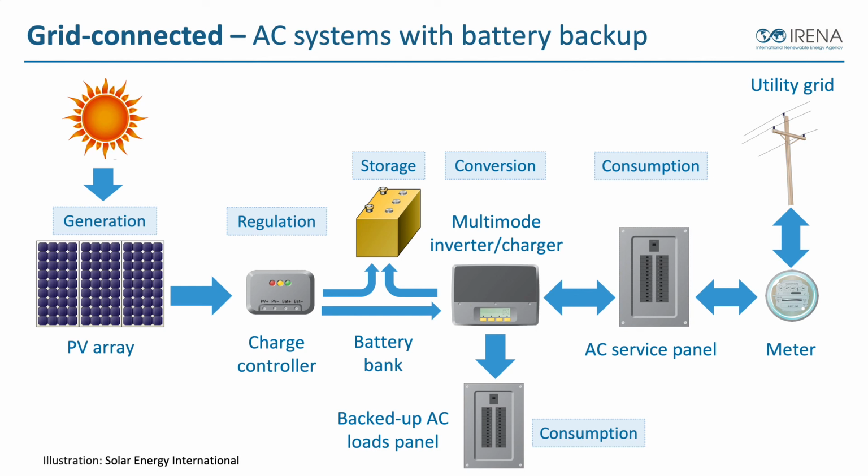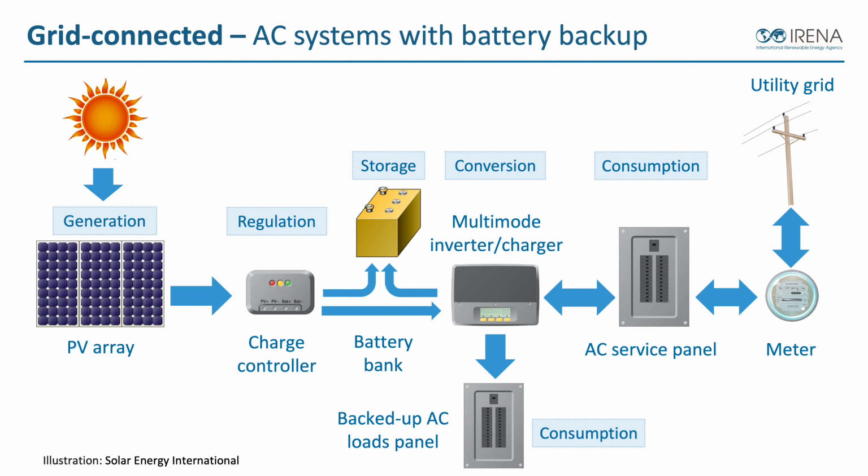The other thing we're going to have in a system like this that's slightly different is a backed up AC loads panel. By a backed up AC loads panel, we are choosing which electrical loads we want backed up in case of an outage and which we don't. So we're usually going to have two electrical services in a system like this. The main coming from the utility grid will not be backed up when the utility fails, and the backed up load panel will be able to operate when the utility's down.